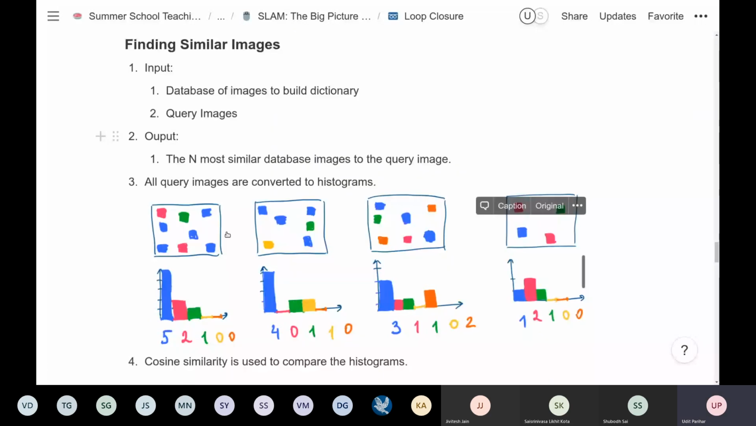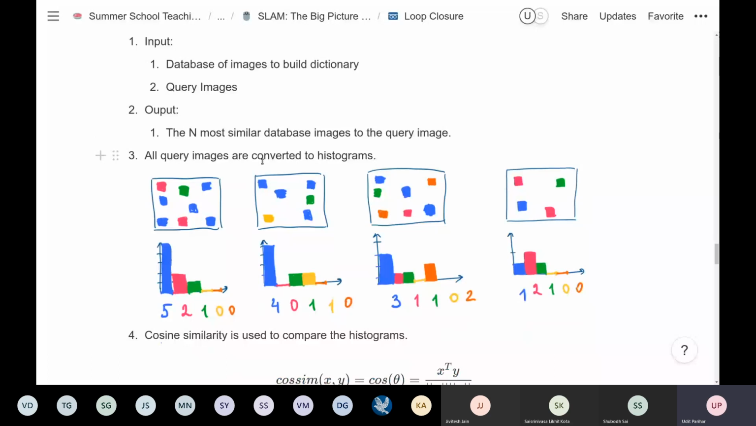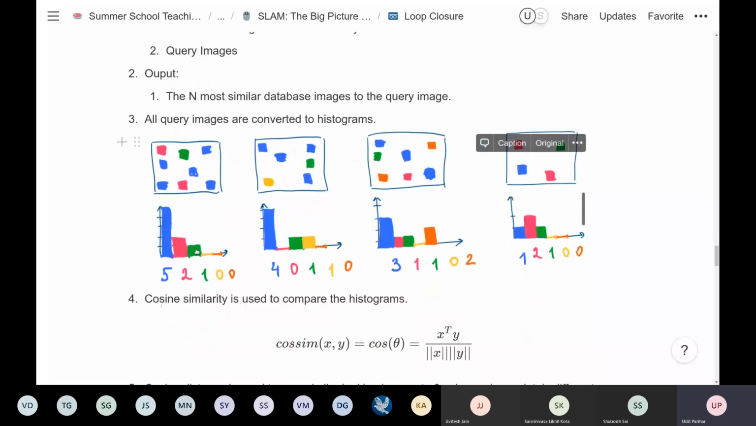So now I'm just saying how query images are converted to a histogram. Earlier we saw that this image contains 5 blue words. When I say blue words, it means visual words, and a visual word is basically a descriptor. And this image does not contain any red visual word, so it will be 0. And similarly for all the four images.